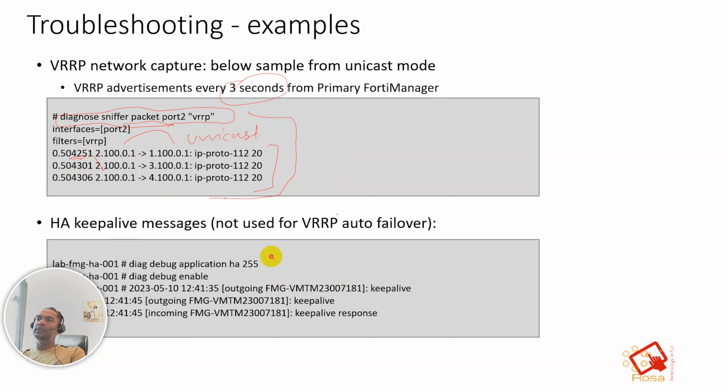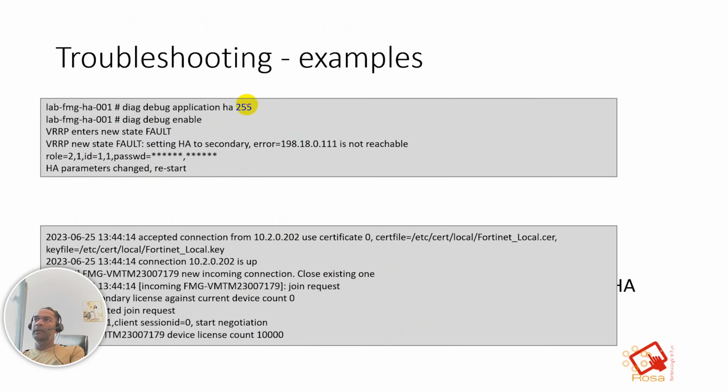Then you have this command, diagnose debug application HA 255, where you will be able to see all the debugs for the high availability. From the debug, it shows what is going to happen or what is actually happening on the devices. So, setting HA to secondary because this is not reachable.